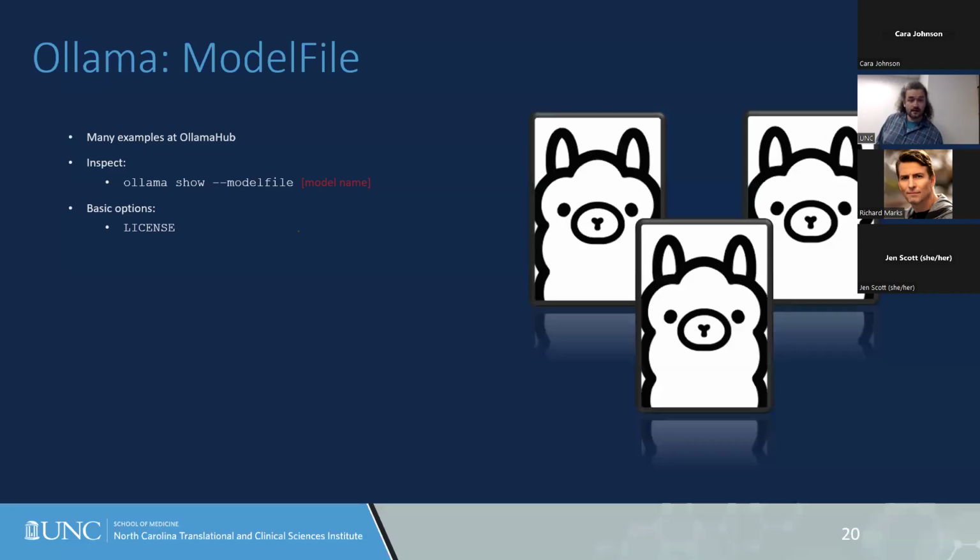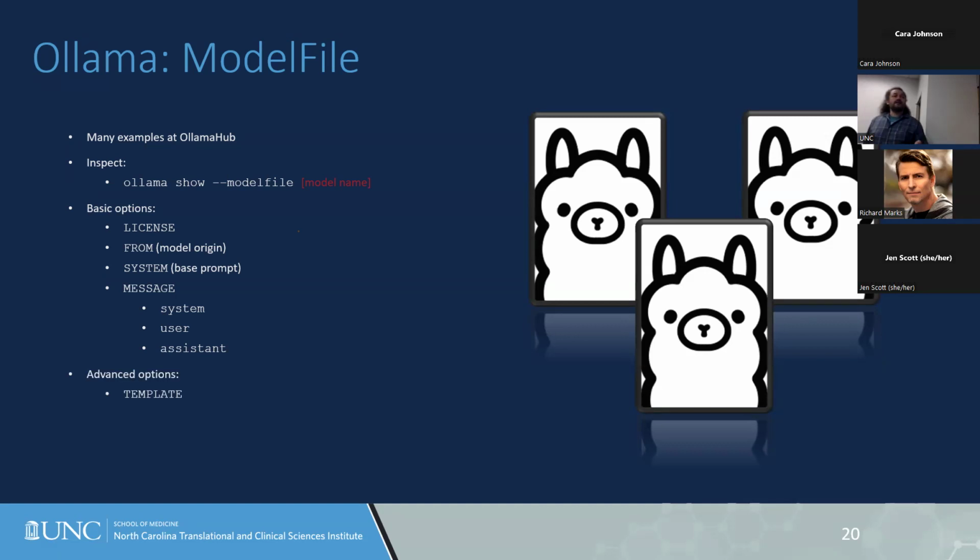But these model files will let you set a base system prompt, which you can set either with the system key or with message then system. You can also put in example messages for user and assistant to help show what kind of input you expect to put into it and what kind of output stylistically you want it to put out. And those are literally just example lines of output and input that you expect, and it will help the model work better for that use case.